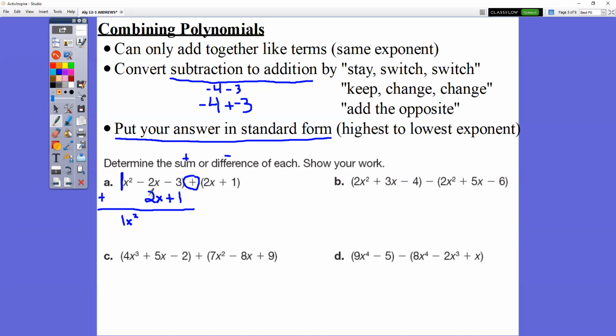-2. Now this is really a +2 here. All right. -2 plus +2, now that's really 0, that's really 0x. And then -3 plus 1 is -2.